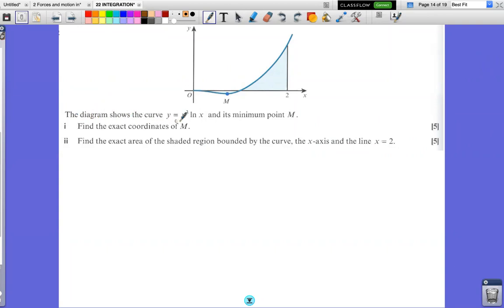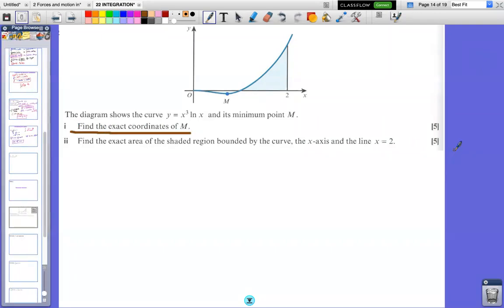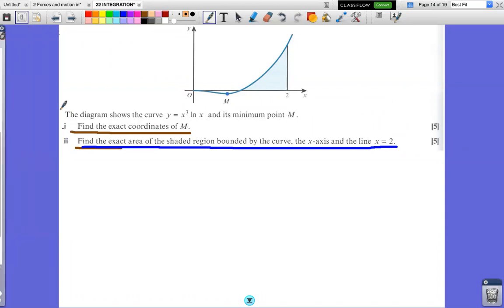It says the diagram shows the curve y equals x cubed natural log of x and its minimum point M. You are asked to find the exact coordinates of the point M. And then you are asked to find the area of the shaded region bounded by this curve, the x-axis, and the line x equals 2. You guys should take 2 minutes to try the problem.